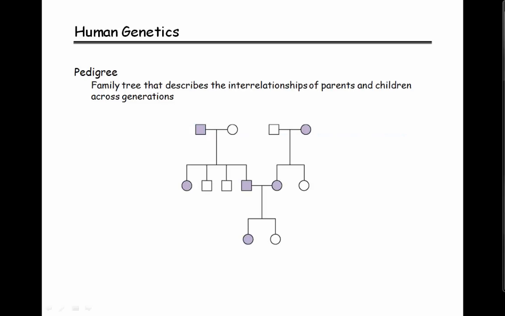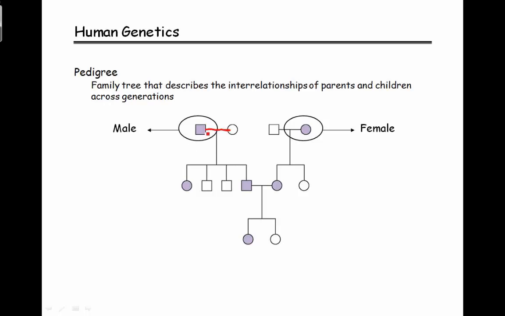This picture right here shows us what a typical pedigree would look like. Now, if we talk about the different things that we can determine from looking at this, first off, the males and the females are distinguished based on their shape. The males are always represented with squares, and the females are always represented with circles. Additionally, if you have a line that connects two individuals, so a horizontal line such as this one here and this one right here, that indicates a mating.